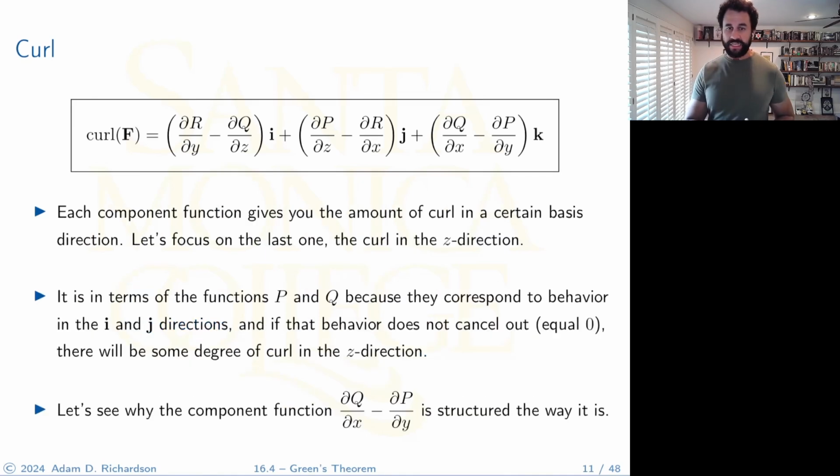Okay, let me do this first. Notice that with this curl vector, each component function, these guys right here, gives you the amount of curl in a certain basis direction, i, j, k. And we're going to focus on the last one, but before I do that, this is a good time to look at these animations. So let me pull these up and we'll take a look at them right now.